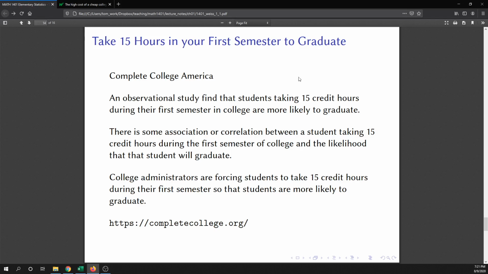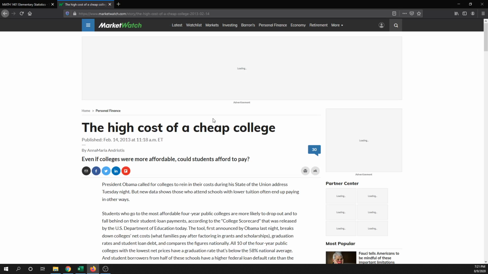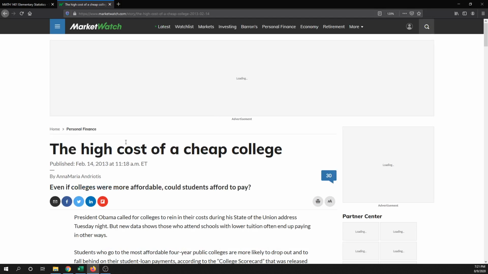In this study, the claim is to go to a more expensive college to be more likely to graduate. This observational study finds that the more affordable a college is, the more likely it is that the graduation rate will be lower. It appeared on this website, MarketWatch, which I believe is run by the Wall Street Journal. And our college is mentioned in this.